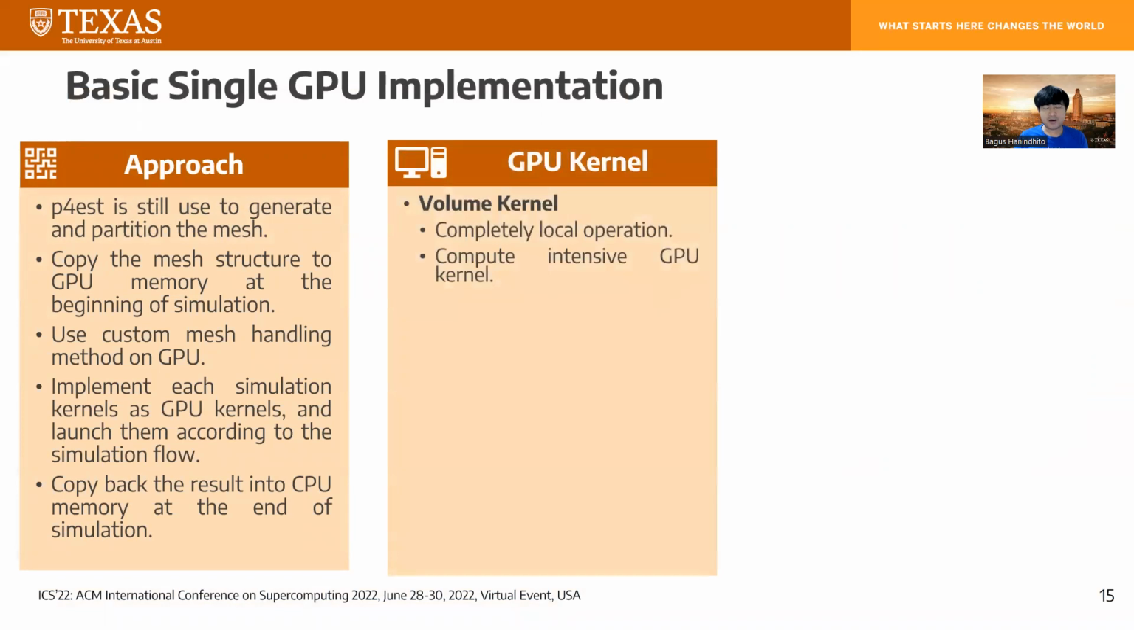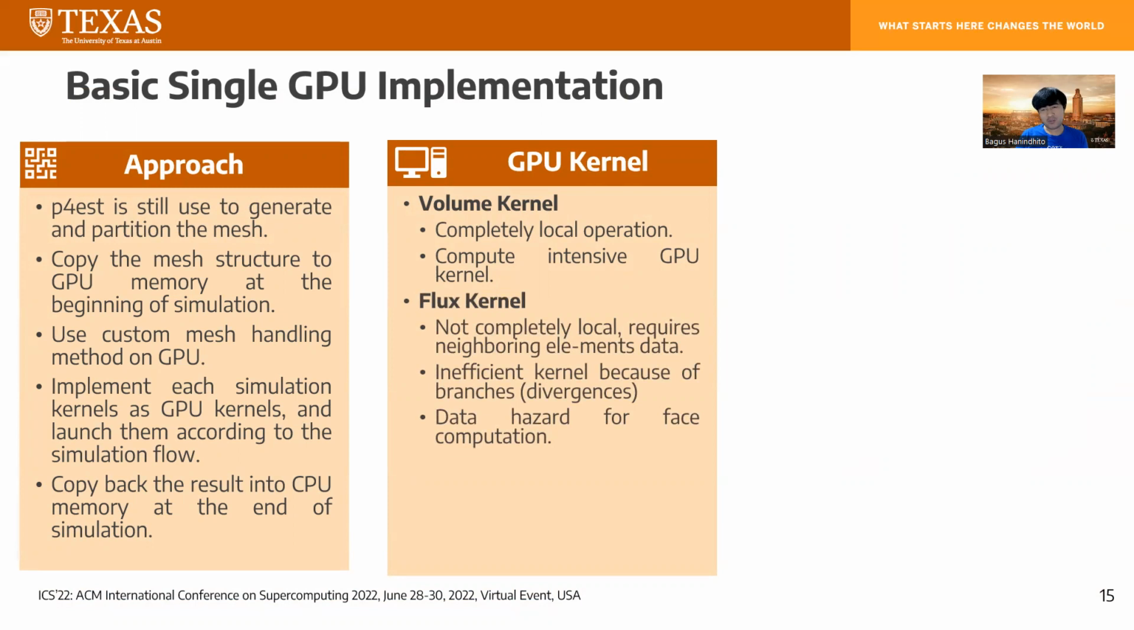So there are 3 GPU kernels: the volume kernel, which is very much a local operation and a compute-intensive GPU kernel. The flux kernel, which is not completely local because it needs neighboring element data. It is also the most inefficient kernel because of the branches that are needed to determine which elements are neighboring each element at which faces. And the shortest kernel is the integration kernel, where memory accesses are dominating.